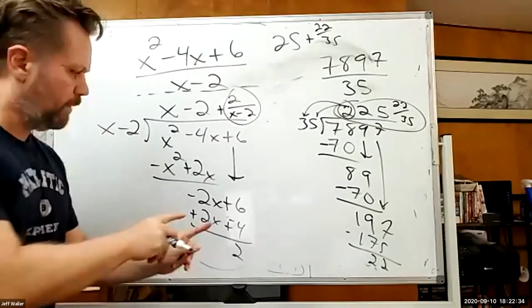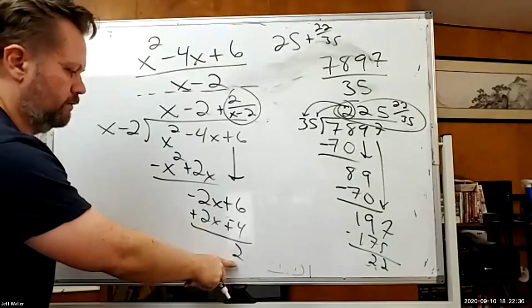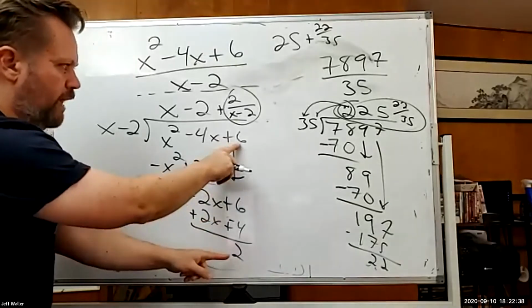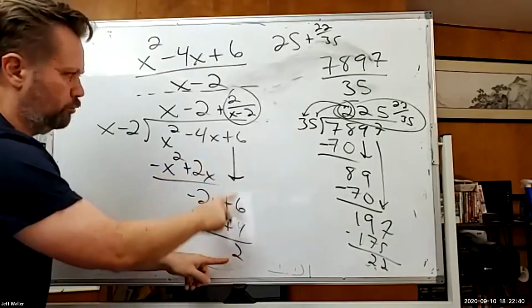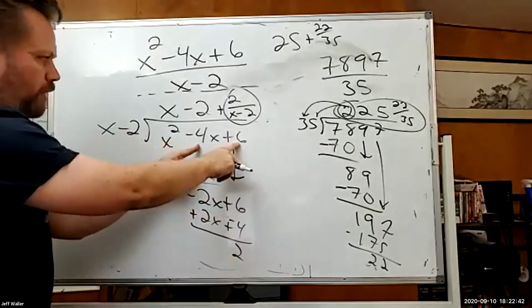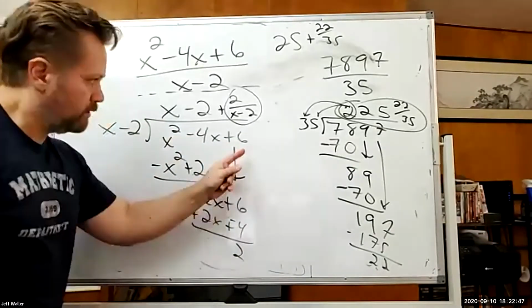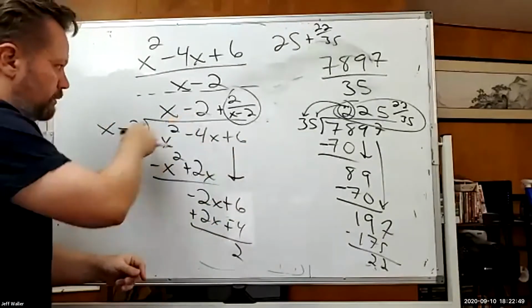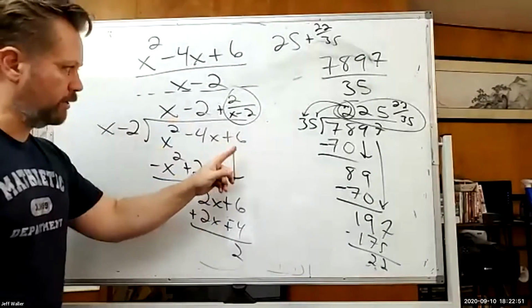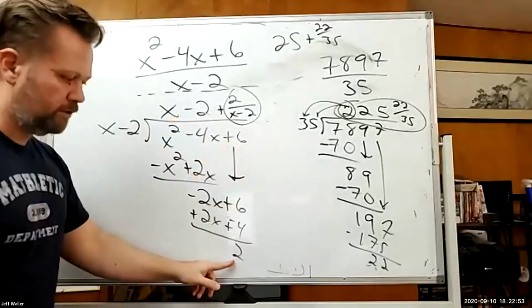Why does that remainder make sense? Because if that had been 2 less, that would have gone into that directly. Do you guys see that? If that was a 4 there, isn't that what x minus 2 times x minus 2 is? So how much over that was this? It was 2 over that. All right.